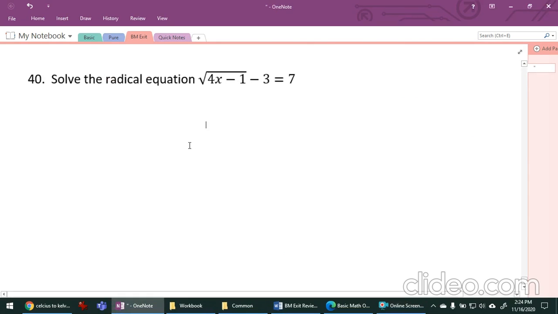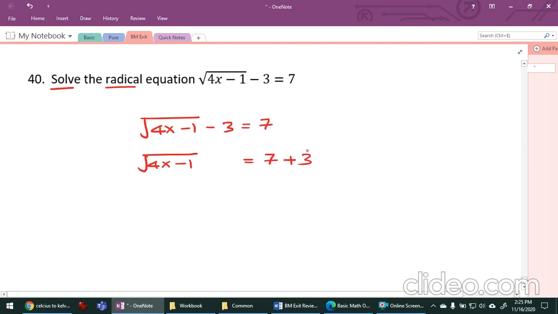So this is the last question. Solve the radical equation square root of 4x minus 1, minus 3, equal to 7. Solve means I should find the value of x. Why is it called radical? Because you have a square root here. So square root of 4x minus 1, minus 3, equal to 7. Square root of 4x minus 1 equal to 7 plus 3. I will take this minus 3 to the right side, it will become plus 3. Now square root of 4x minus 1 equal to 10.